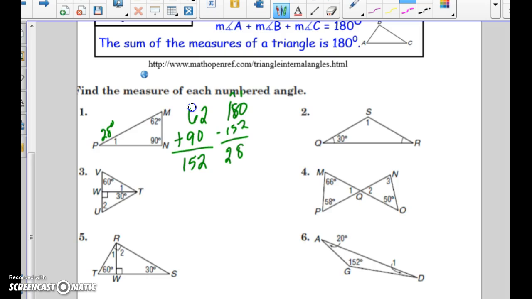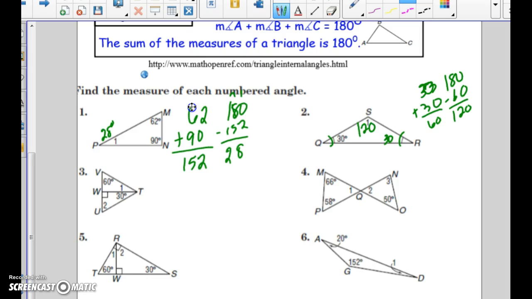Okay? Number 2, what'd you do? Angle Q and R are equivalent, because they share the same measure. How do you know that? This little mark right here tells me that those two are the same. So if this one is 30, that means this one right here is 30. You would add those up, you get 60, and then you subtract 60 from 180, and that's how you get 120 for angle 1. Everybody good with that? Good.